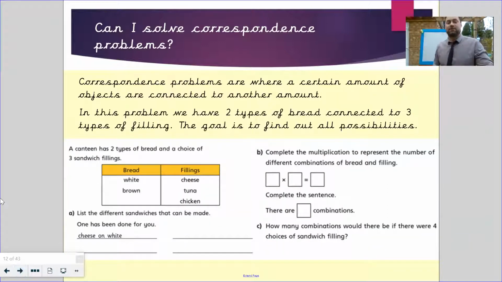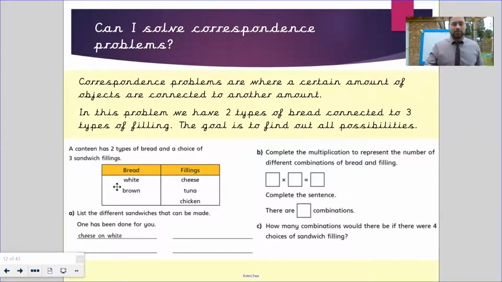And here is a definition, as you can see here on the screen. Correspondence problems are where a certain amount of objects are connected to another amount. So have a look at this problem down here. In this problem, we have 2 types of bread, okay? So that's one certain amount of objects, and they're connected to the fillings, and that's the other amount of objects. So we have 2 types of bread connected to 3 types of filling. And then the goal is to find out all the different possibilities that you could have when making these sandwiches.